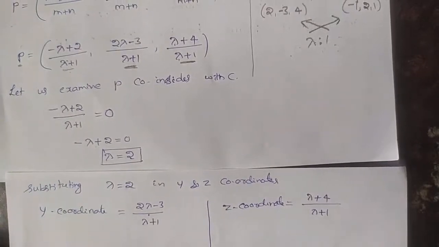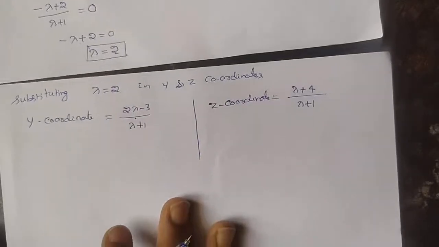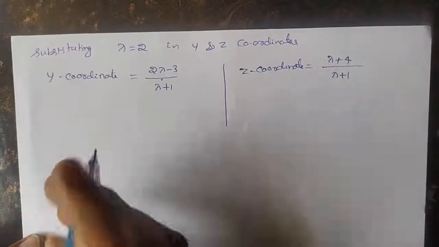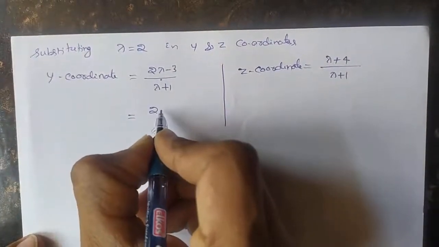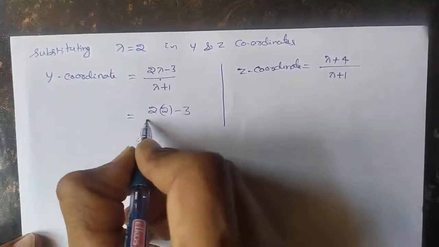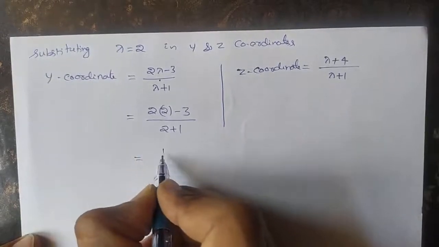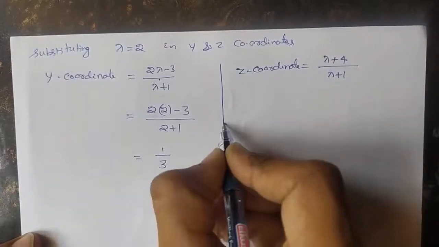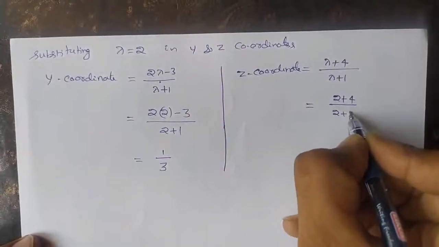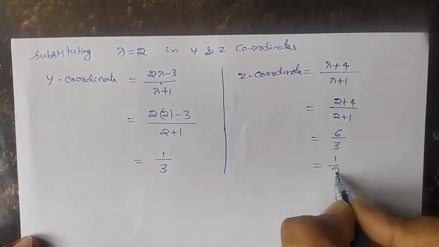I need more space, so I am just removing the first sheet. That is equal to 2 into lambda value, which is 2: 2 into 2 minus 3 by 2 plus 1. That is 2 into 2 is 4, minus 3 is 1, by 3. What about this one? 2 plus 4 divided by 2 plus 1. That is 6 by 3, which is 2.